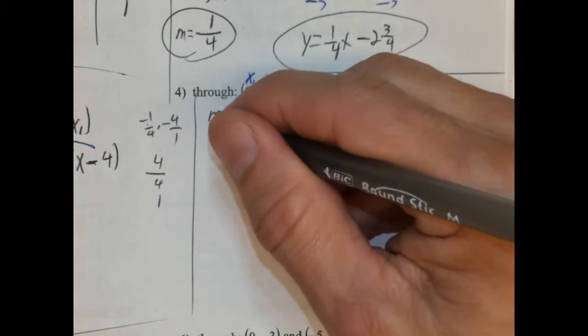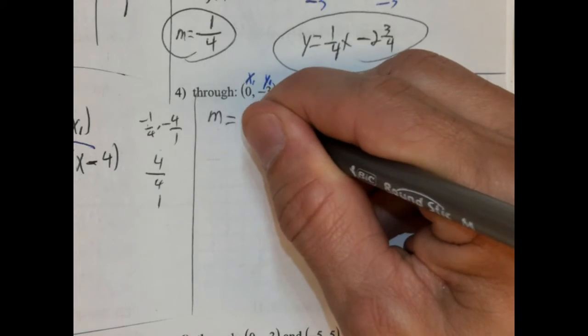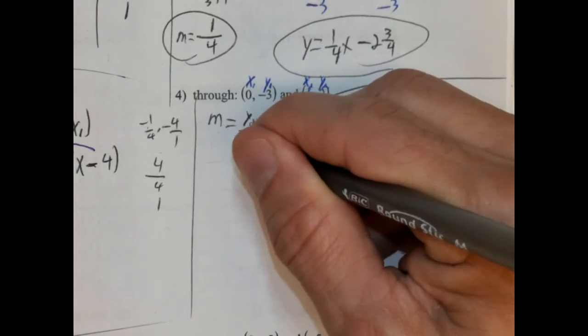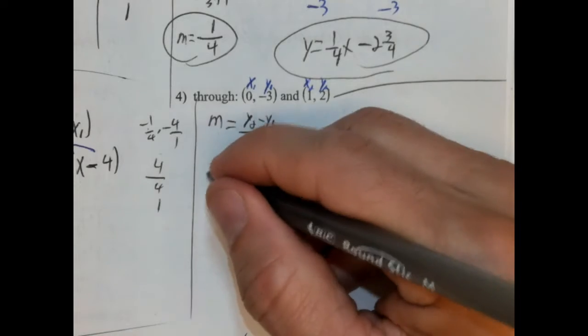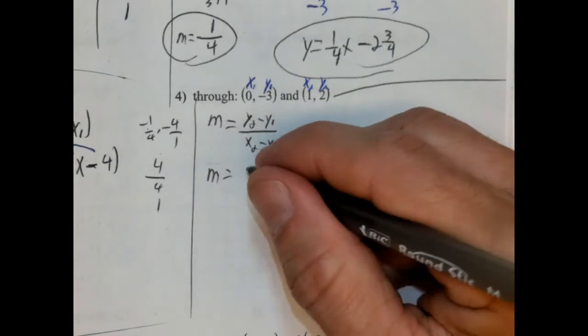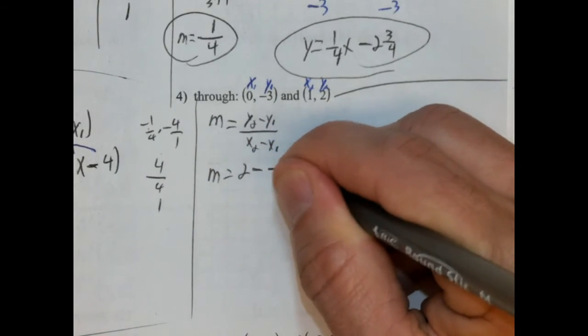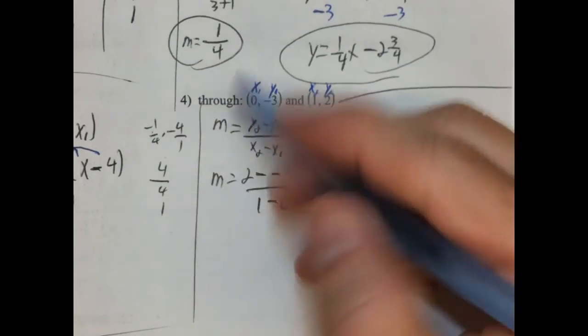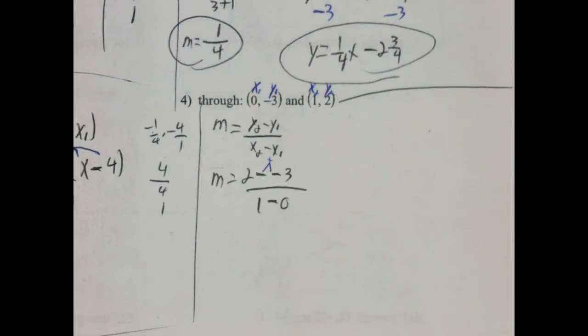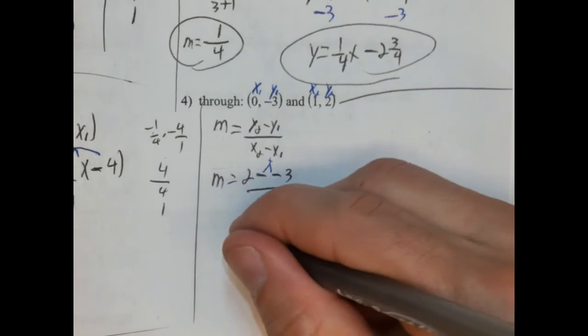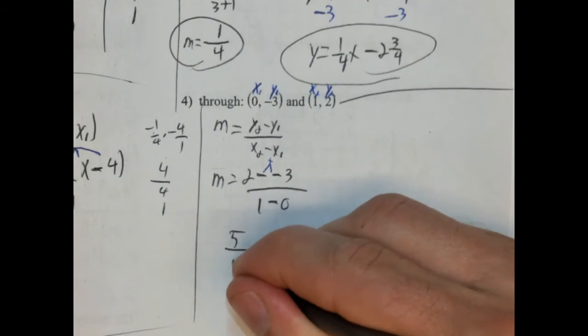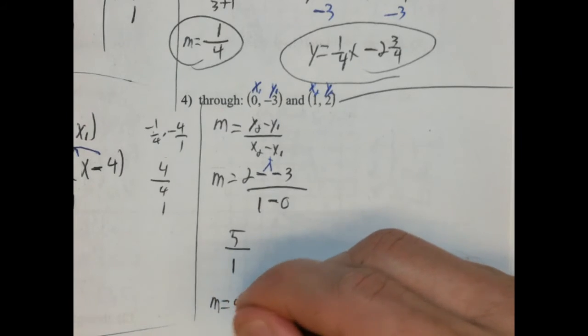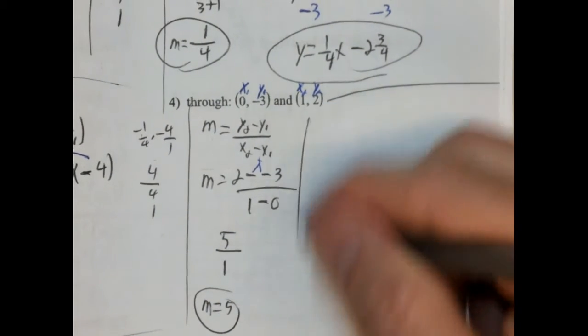So our m is going to be y2 minus y1 over x2 minus x1. Our m is going to be 2 take away -3 and 1 take away 0. This becomes plus. 2 plus 3 is 5. 1 take away 0 is 1, and is equal to 5. Okay, we now plug that into our formula here.